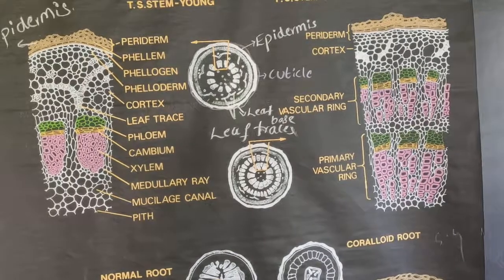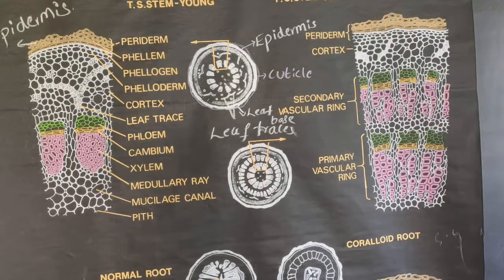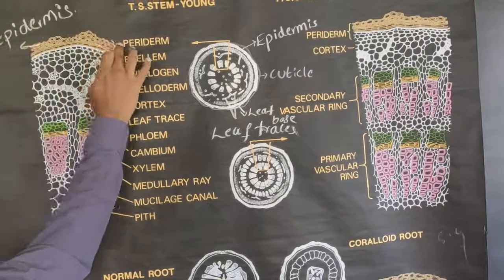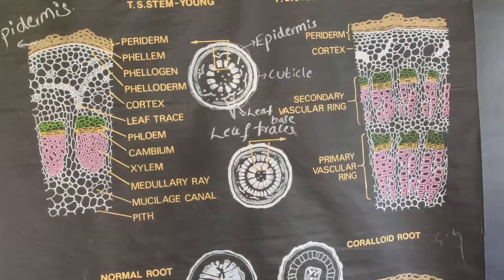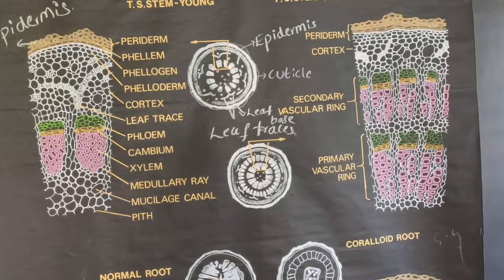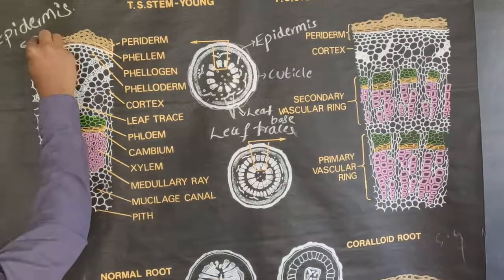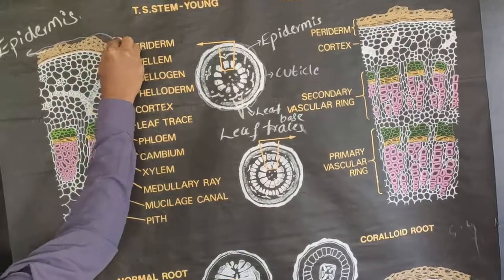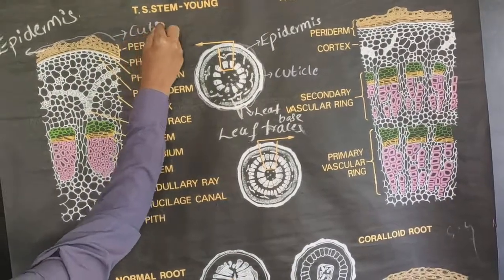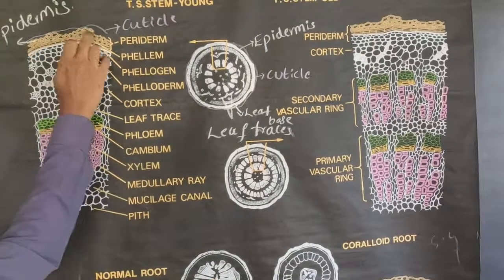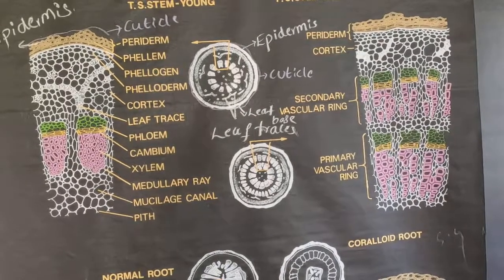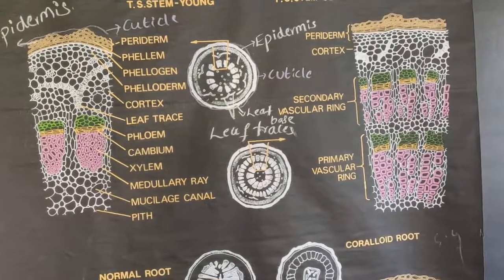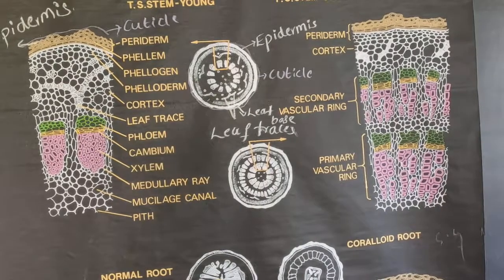First, the outermost layer of the stem is known as the epidermis. It is made up of a single layer of cells, and sometimes this epidermis is covered with a layer of cuticle. So the epidermis is the outermost layer and it is covered by cuticle. Next to the epidermis you will find the cortical region.